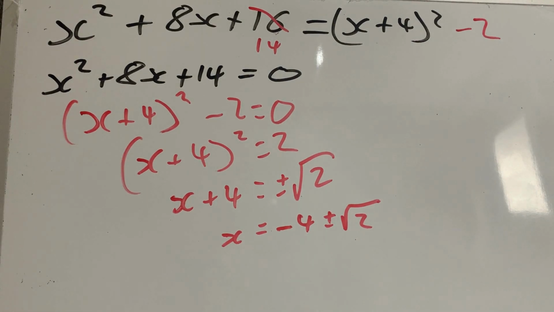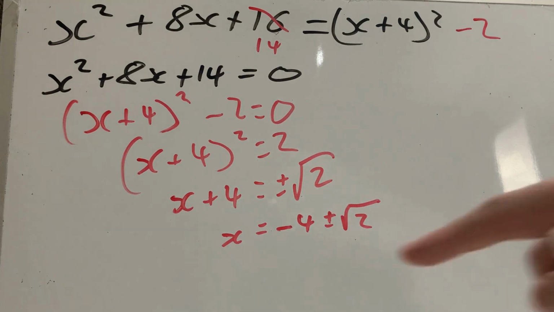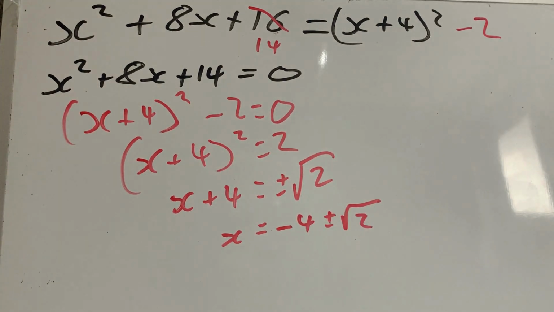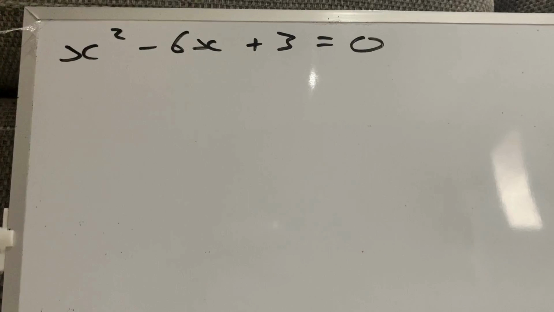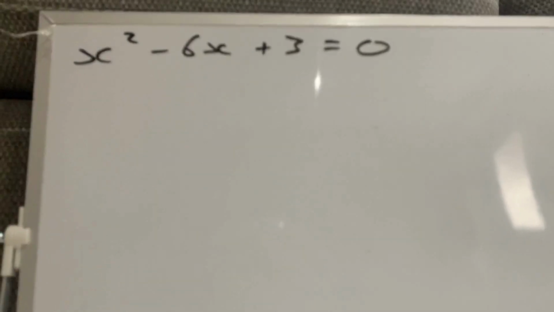And so that would be really difficult if we were asked to factorize it. So this is an example of where completing the square is very helpful. As instead of factorizing, we've completed the square and we've ended up with a pretty nasty answer that we wouldn't have been able to find factorizing. Okay, let's look at another example.